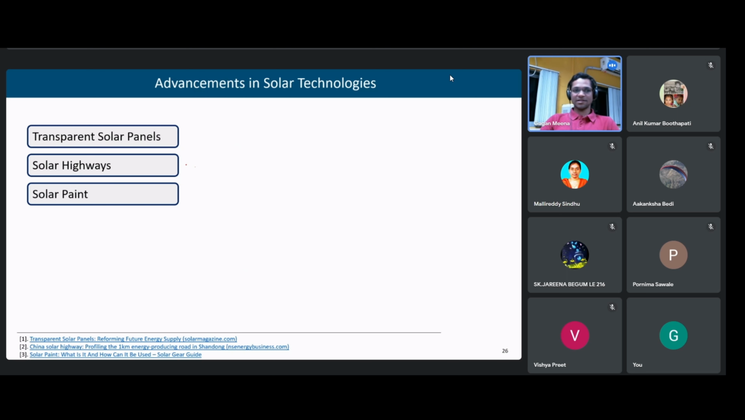That is also possible. Then the third option is this solar paint. So this is a paint, a liquid paint. Once applied on the surface, after drying, it will act as a solar panel and it can produce electricity. So this can be used on vehicles, or we can paint the buildings, roof.